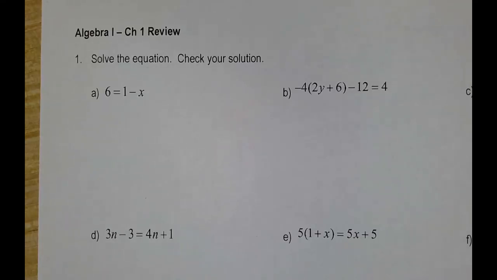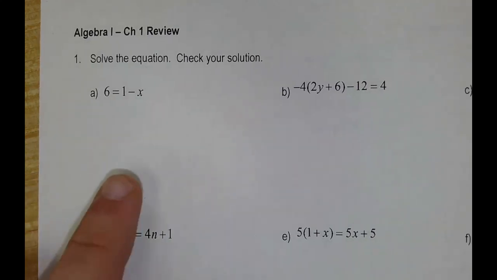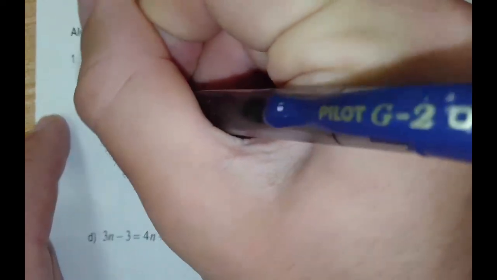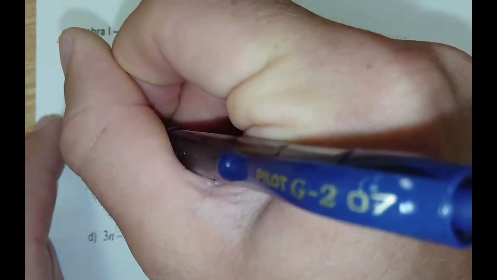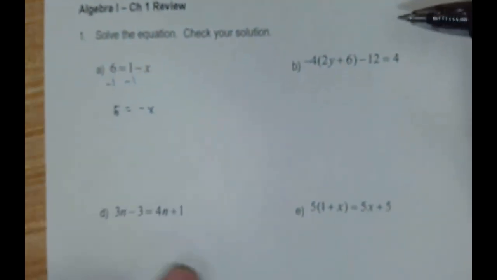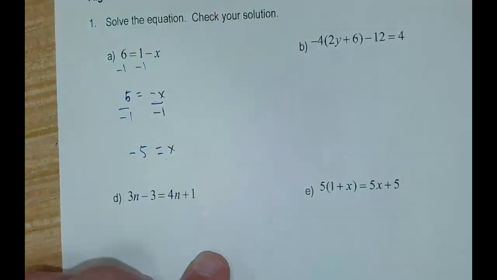Okay, this is the Algebra 1, Chapter 1 review video. Here we go. So first, question 1 is just solving equations. The goal is getting the variable by itself. So in the first one here, we can move that 1 over. So minus 1, minus 1, 5 equals negative x. And then to turn that negative into a positive, we can divide by negative 1 both sides, and we will get negative 5 equals x.